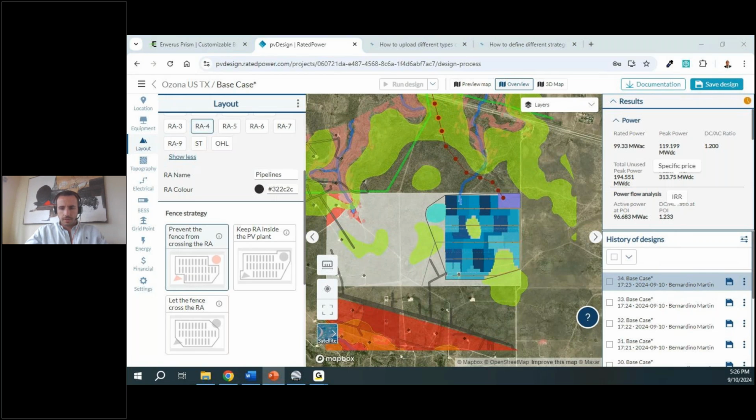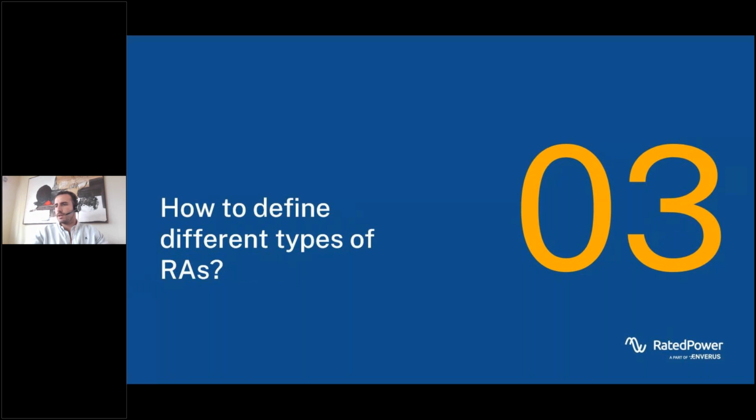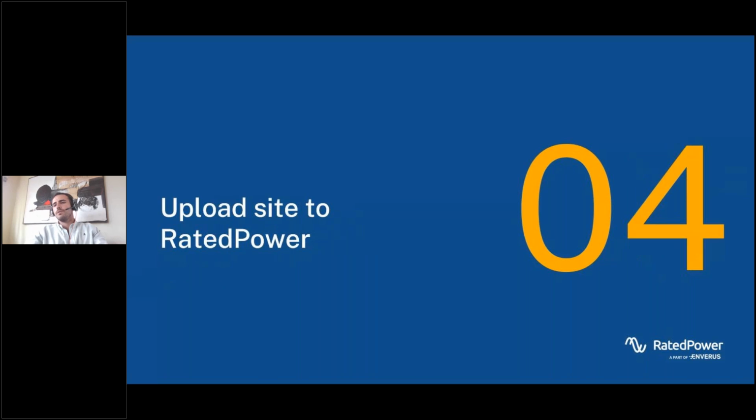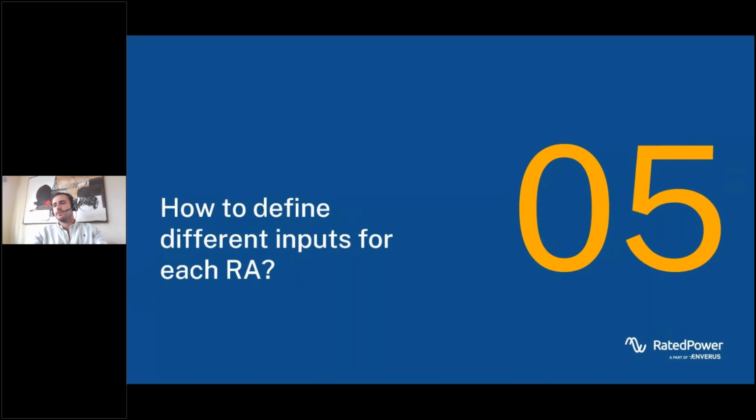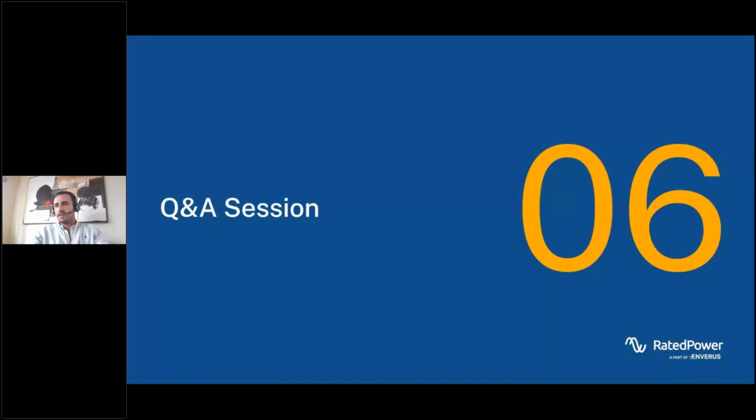Okay, let me go back to the presentation. We obtained everything. We created the different types of restricted areas already. We will load them to RatedPower. We define the different inputs for each restricted area, and we are now in the Q&A session. So let me check the questions here.